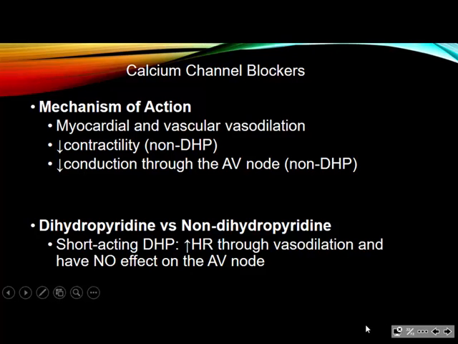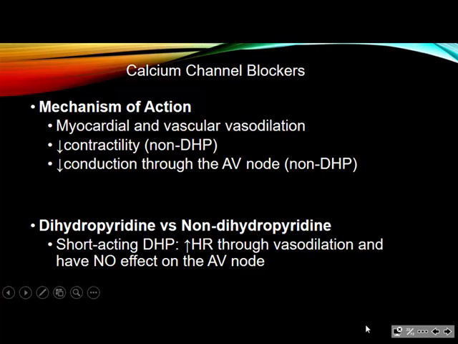As far as calcium channel blockers, this should be something that you already know. There's ones that cause myocardial and vascular vasodilation. These are your dihydropyridines. And then you have your non-dihydropyridines, which are which two? Verapamil and diltiazem, which decrease the force of contraction and decrease conduction through the AV node. For our dihydropyridines versus our non-dihydropyridines, there's some short-acting dihydropyridines. And as you just heard about, and something important to remember, if you cause vasodilation, you can get a what?